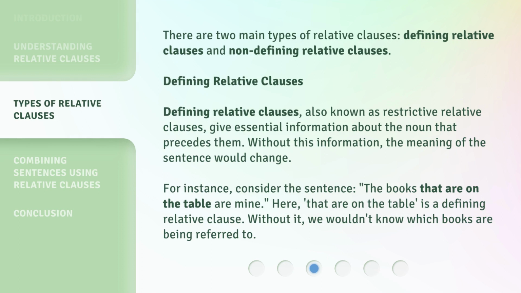There are two main types of relative clauses: defining relative clauses and non-defining relative clauses. Defining relative clauses, also known as restrictive relative clauses, give essential information about the noun that precedes them. Without this information, the meaning of the sentence would change. For instance, consider the sentence, "The books that are on the table are mine." Here, "that are on the table" is a defining relative clause. Without it, we wouldn't know which books are being referred to.